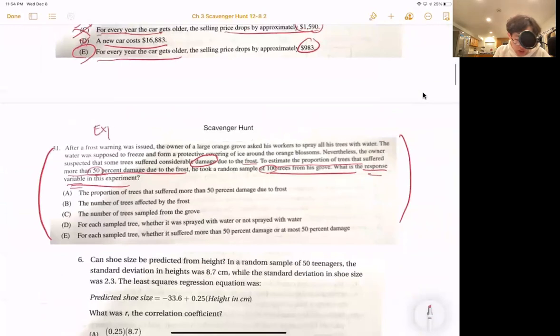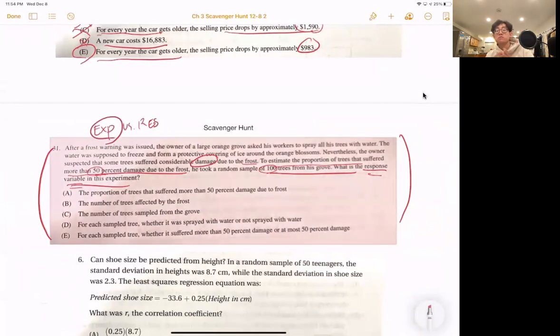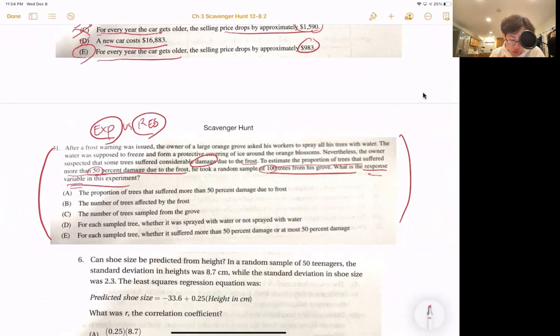Explanatory is something that you're not changing. Response is something that actually is a result of what you get as you apply the changes onto the trees. So the explanatory variable could be the amount of water that you're applying to the trees, the amount of frost, and the response is the damage being done to the trees due to the frost and how much damage, the severity of it. So we want to first look for those types of contexts when we're looking for the response variable.